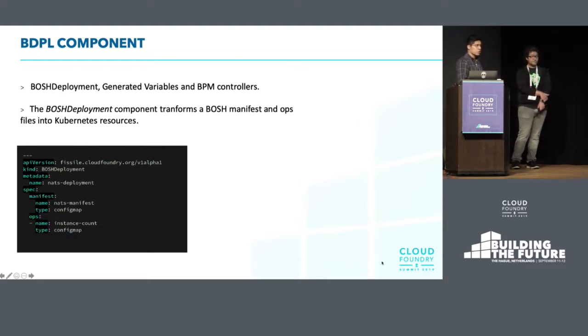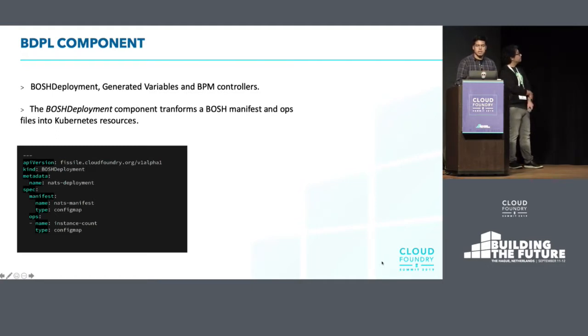If you pay attention to the picture we have here, that's how you will define the BOSH deployment instance. There are two main keys on the spec: manifest and ops. Manifest is the key that will host a reference to a file, and in that file is where you will define the BOSH manifest as you know it in the traditional BOSH way. The second key is ops, which is a list of references to config maps, where you will define, per config map, BOSH ops files, because you usually want to override things on top of the base YAML.